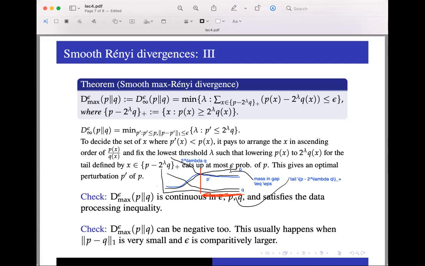So I'm willing to allow more mass out. How do I allow more mass out here? Instead of raising the graph of Q upwards by a factor of 2 to the lambda, I'm going to raise it upwards by a smaller factor, let's say theta. So instead of 2 to the lambda times Q, I'm going to consider 2 to the theta times Q. Theta is a little smaller, so this graph moves down. That means the threshold given by the vertical line automatically goes a little back.